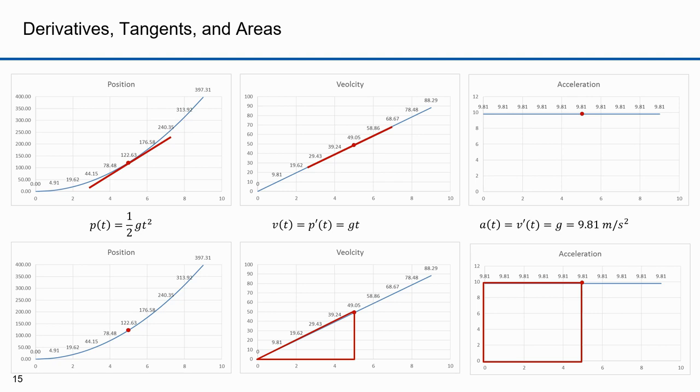Derivatives can be thought of geometrically as slopes. Integrals can be thought of geometrically as areas. Here's Leibniz notation for derivatives. Velocity is dp dt, the instantaneous change in position. And acceleration is dv dt, the instantaneous change in velocity. So think of these like fractions. The d's are not technically deltas, but dp dt is like delta p over delta t. Dv dt is like delta v over delta t.